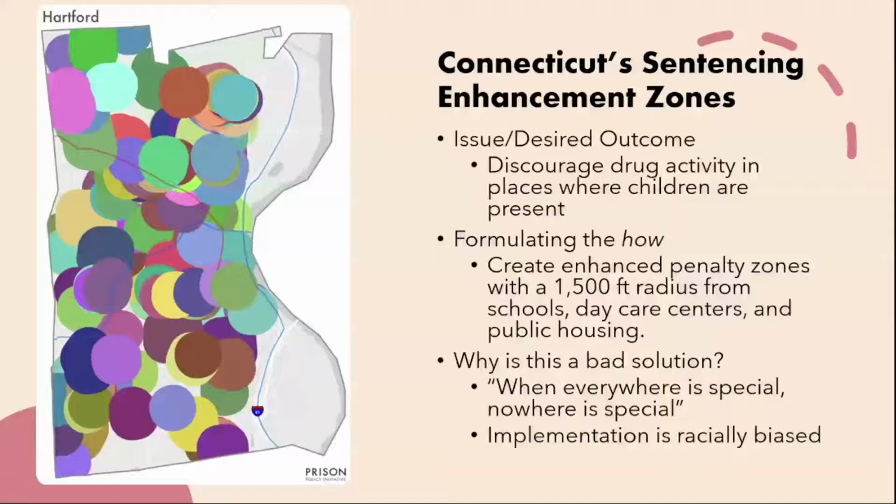So the 2 issues with this policy solution are: 1, covering a whole city in enhanced sentencing zones this large does not act as a deterrent because the penalty applies to almost the whole city. In fact, according to Katstrua, 94% of Hartford's residents live in enhanced sentencing zones. So instead of creating harsher penalties for drug-related activities around children, they just created harsher penalties for drug-related activities. Second issue is racial equity.